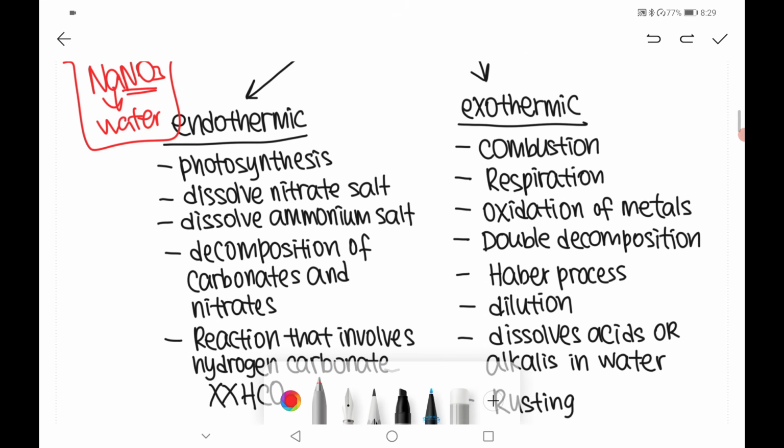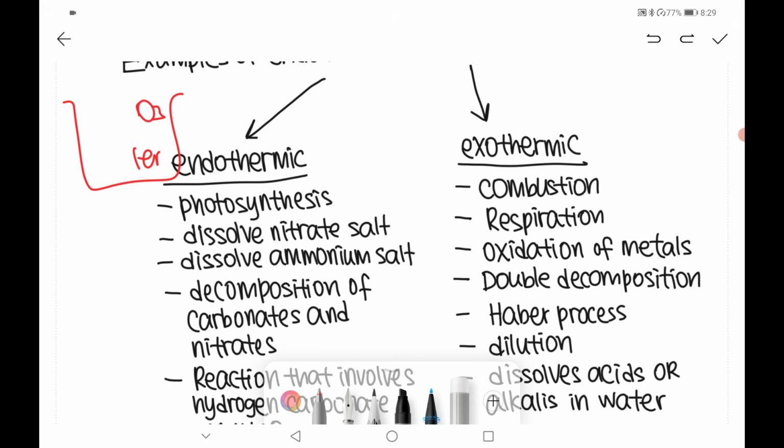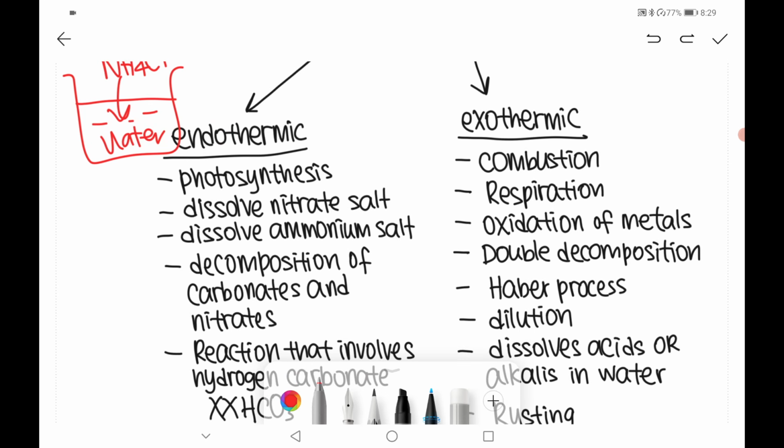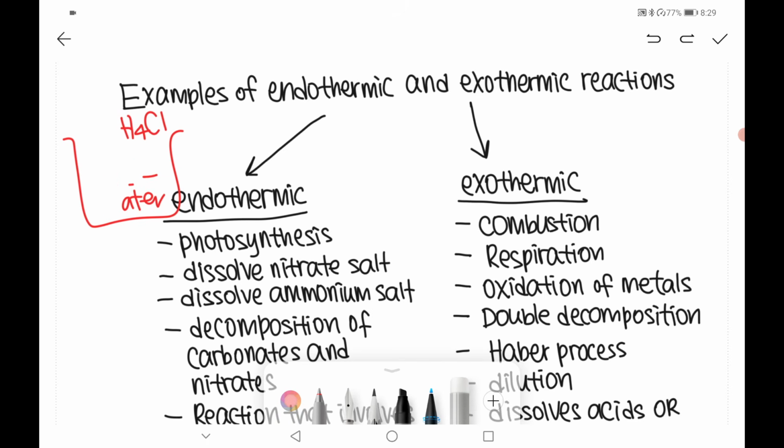Next one, dissolving ammonium salt. When you dissolve ammonium salt, it is endothermic. What is ammonium salt? Anything that has NH4 is ammonium salt. Example, NH4Cl. So when you put the ammonium salt into water to dissolve it, it is endothermic. That's it.